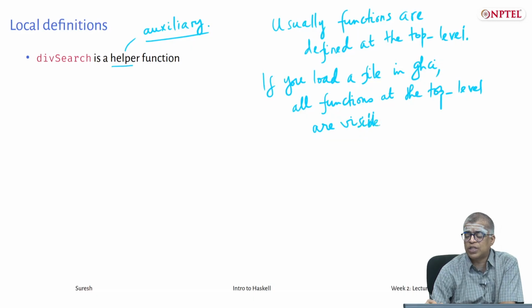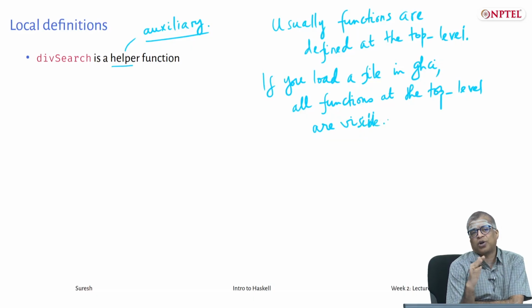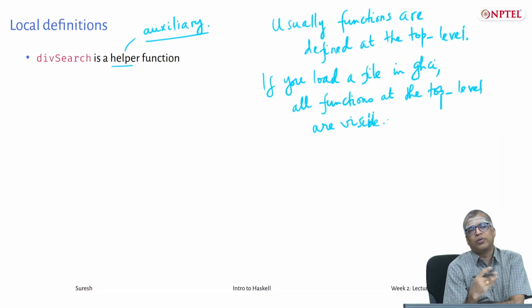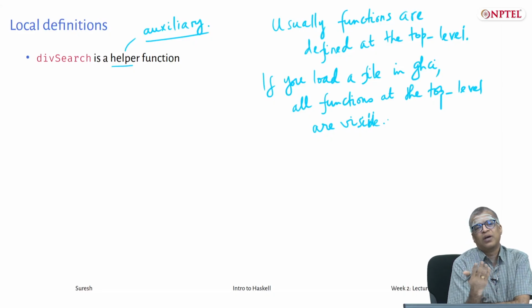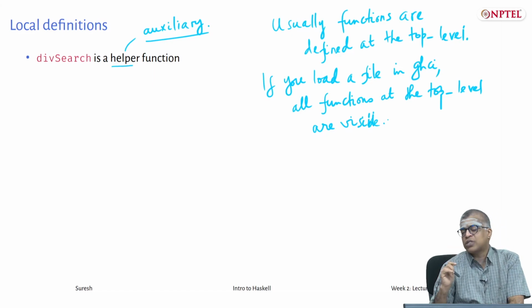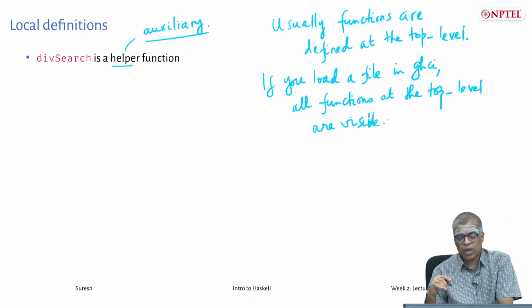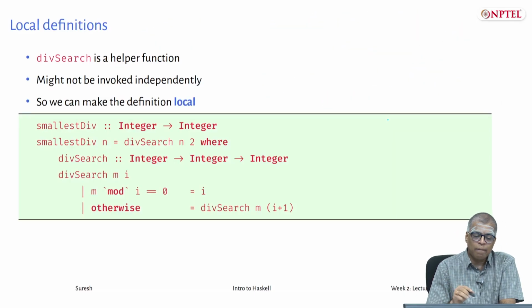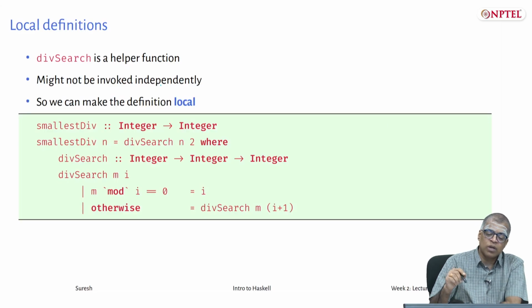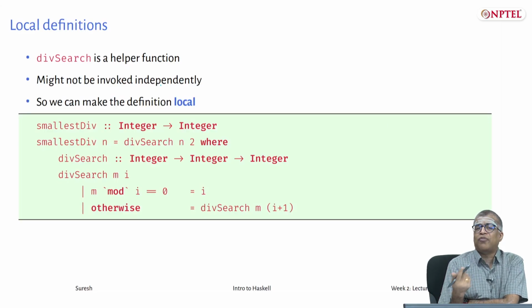If you load a file in GHCI, every function that you have defined at the top level is visible. Visible means that you can write expressions using that function, whereas this div search is perhaps not a function that you would like people to be able to invoke. So if you load a file in GHCI, you don't necessarily want expressions involving div search. In which case, what you can do is make this div search a local definition, not a top level definition, which might not be invoked independently. There are a couple of ways of making it local.